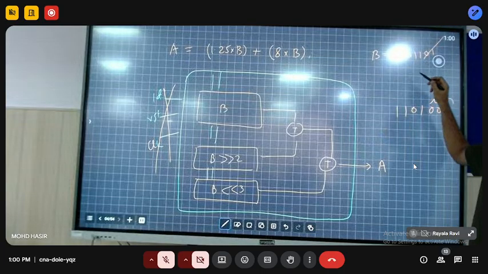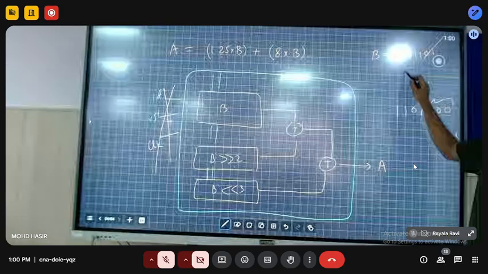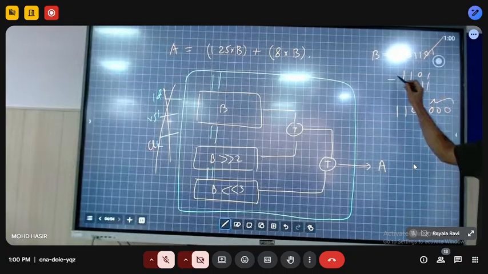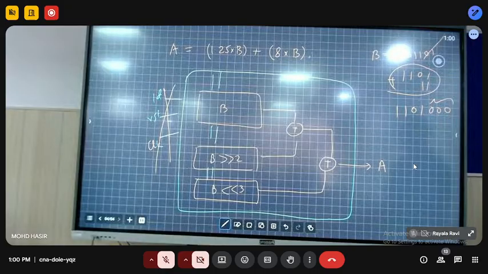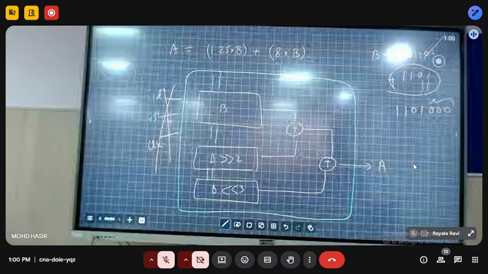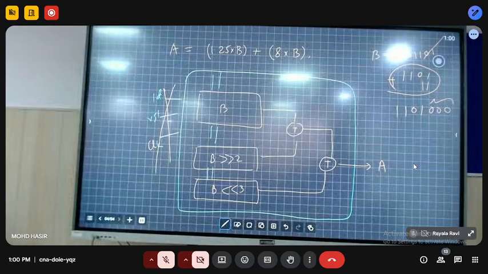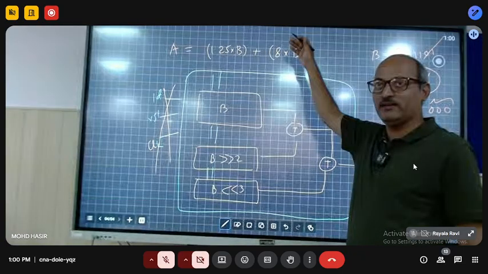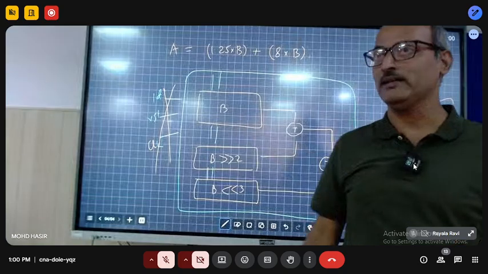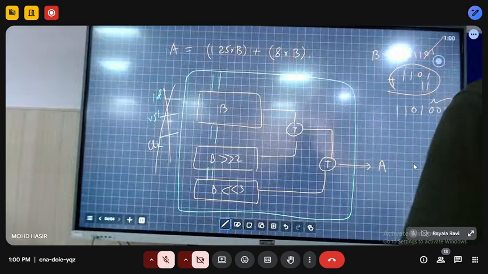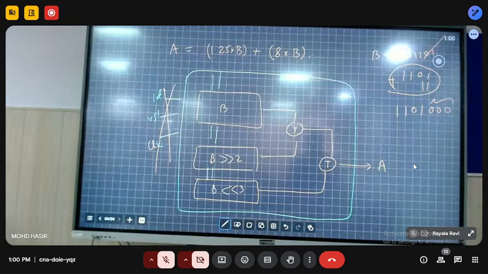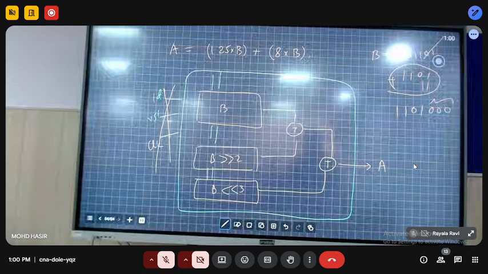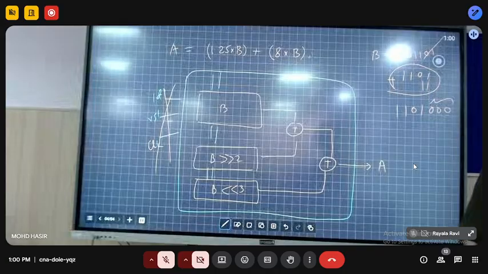Now if you want this design to be purely combinational, what is the solution? Purely combinational. I don't have this clock, reset, anything. Okay, I don't have. I want this to be purely combinational.